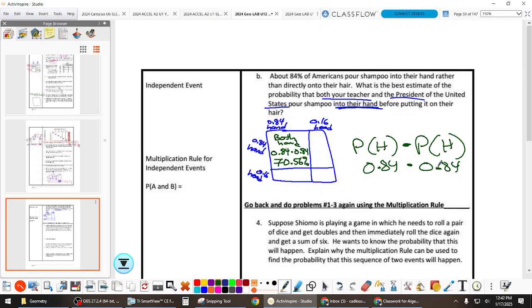So again, I'm not going to make you do this. I just think that it can be helpful if you get stuck, okay? And you'll notice the next direction says to go back and do all these again with the multiplication rule. We're not going to do that. How do you feel about this area model? Does it seem good? Okay.